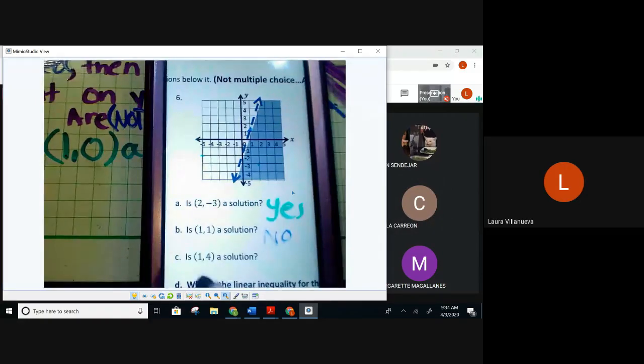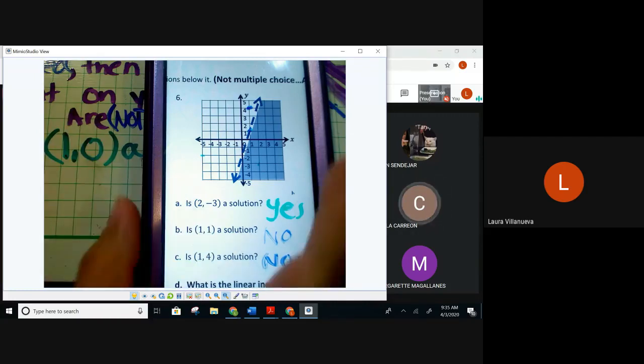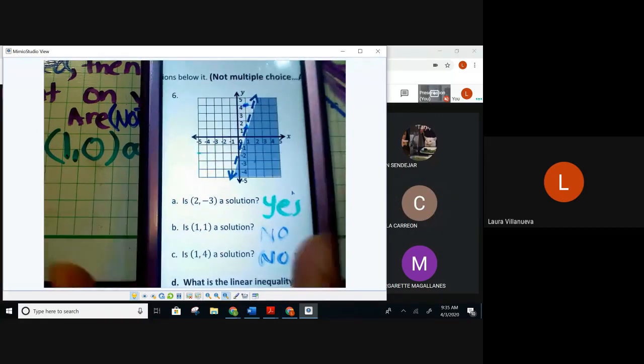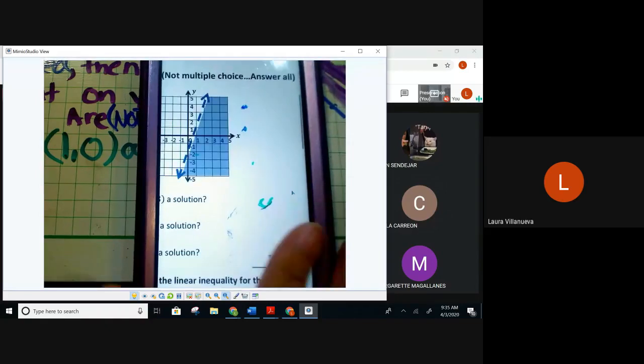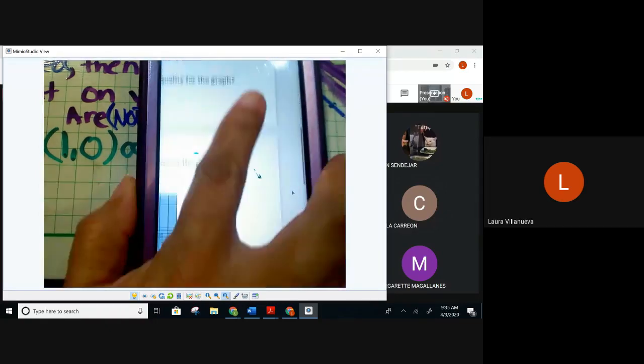And then the last one, is 1, 4 a solution? So 1, 4 is up here actually. It's not a solution because it's in the white area, not in the shaded area. Okay, so that's that. You know how to do it algebraically, and you know how to do it by graphing. I'm going to upload this video just so that you can remember.